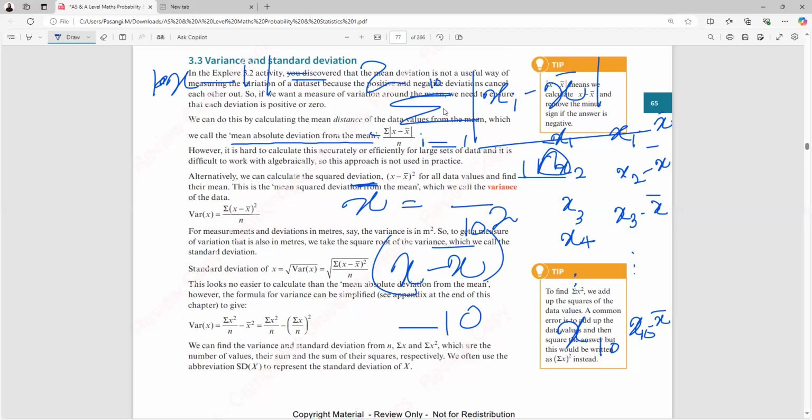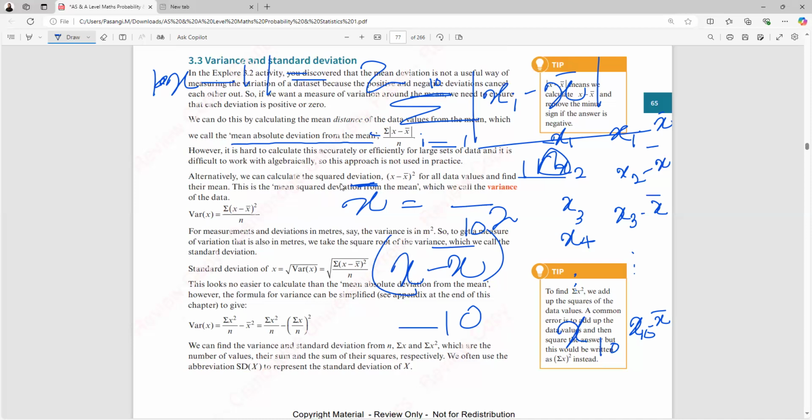Maybe sometimes there are multiple methods to calculate this error. One method is mean absolute error. The other method is mean squared deviation, which is what we have here with (x minus x bar) squared. The other method is the standard deviation, where first we have to calculate the squares, then divide by the number of elements, and then take the square root of that. There are three methods.